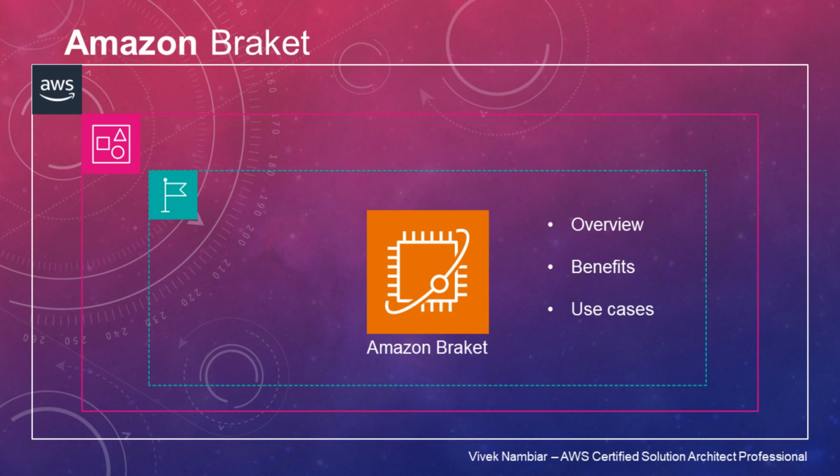Here are some of the benefits of using Amazon Braket. Simplicity. Braket provides a simple and easy-to-use interface to quantum computing hardware and software. Flexibility. Braket provides access to a variety of quantum computing hardware and software, so you can choose the best platform for your needs. Scalability. Braket is scalable, so you can easily add more resources as your needs grow. Security. Braket is secure, so you can be confident that your data is protected.